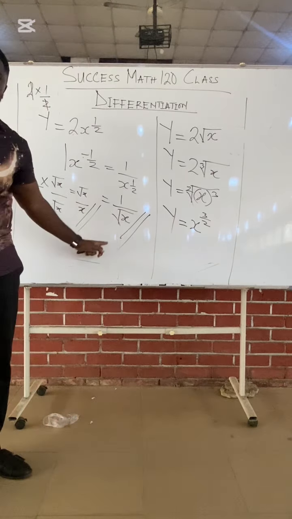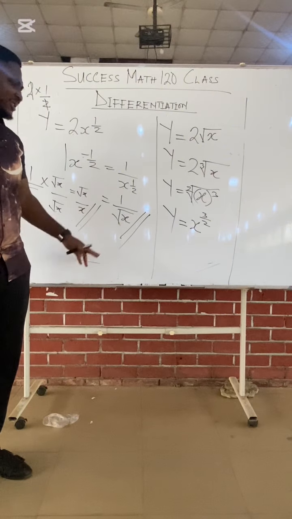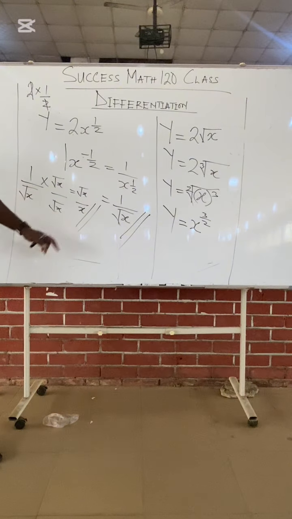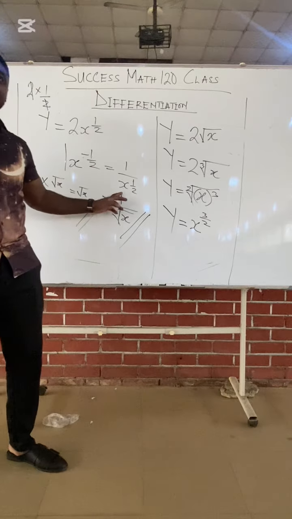You keep looking for 1 over root x, you will never see it. The lecturer has rationalized 1 over root x to what?